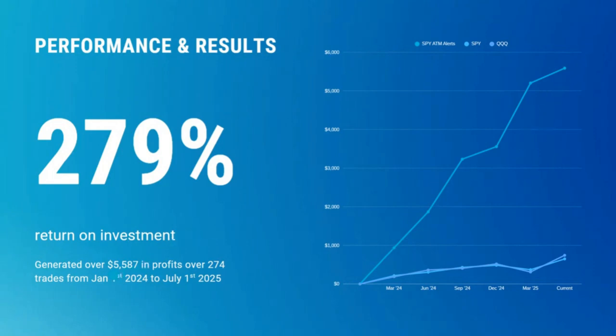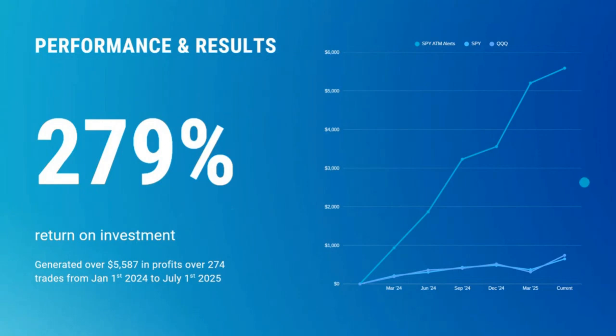So it's generated over $5,587 in profits over 294 trades over the last 19 months, which is a 279% ROI. And this chart does not include scaling. So we're looking at a fixed position size of a $2,000 account. So even as your account grows here, we're not scaling the contracts. This is just the system with $2,000 allocated.